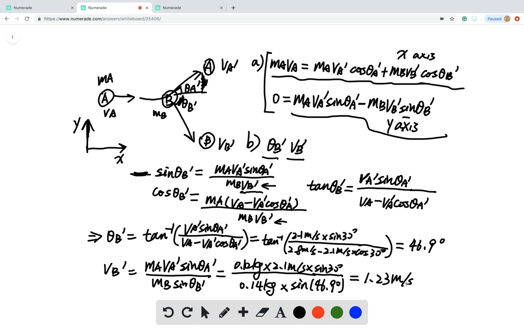So that is the velocity and angle of this billiard ball after the collision. It's moving at an angle that is 46.9 degrees with respect to the x-axis, but it's towards the negative y direction. And it has a velocity of 1.23 meters per second.